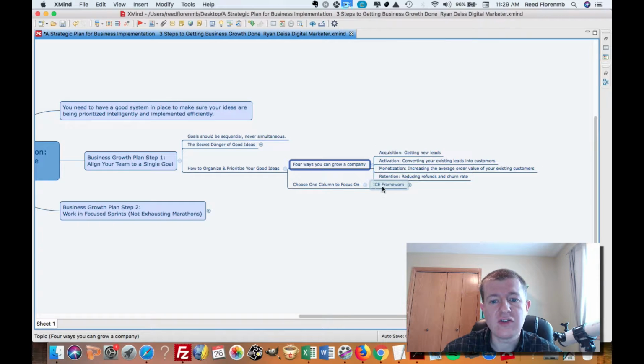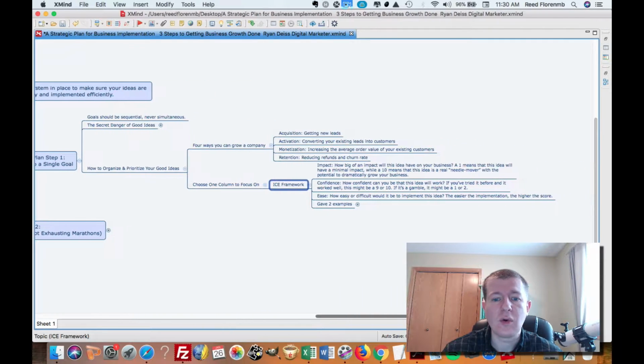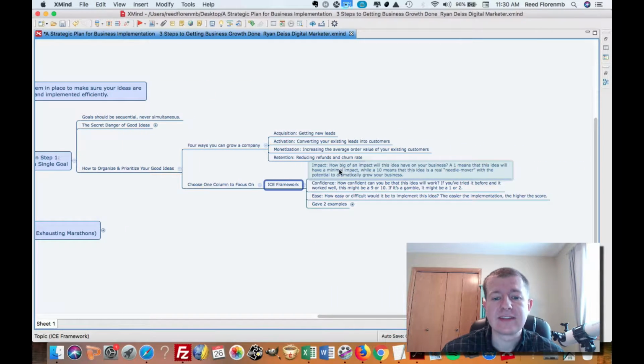And then he introduces what he calls the ICE framework. ICE is an acronym. It stands for impact, confidence, and ease. Impact is basically how big of an impact this is going to have on your business. A 1 means it's not going to do much, and a 10 means it's going to be massive changes in your business. And all 3 of these are graded on a 1 through 10 scale.